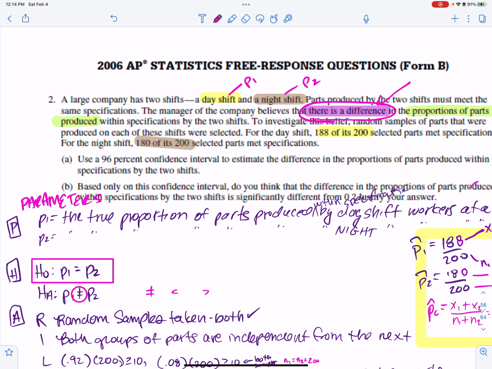It doesn't say, is day shift less than the night shift, or is night shift less than the day shift, or greater than. It doesn't say that. It just wants to know if there's a difference in the productivity of the two shifts. So that's why I'm going with the not equal to sign.